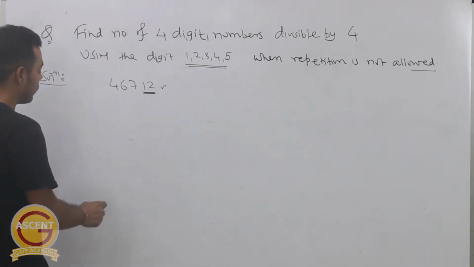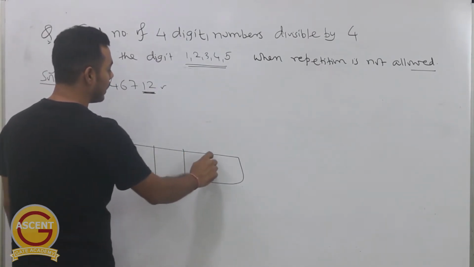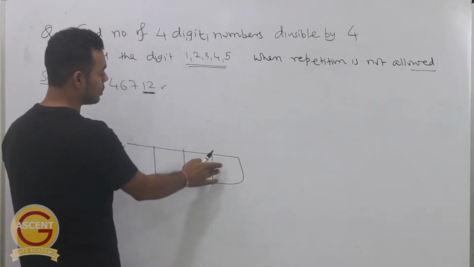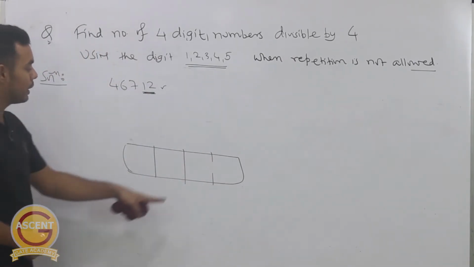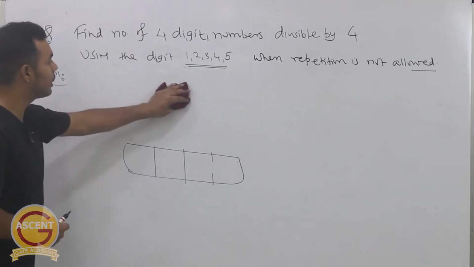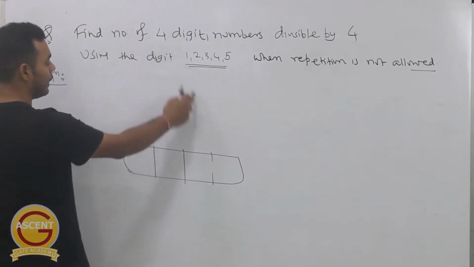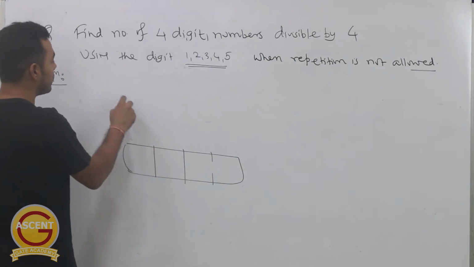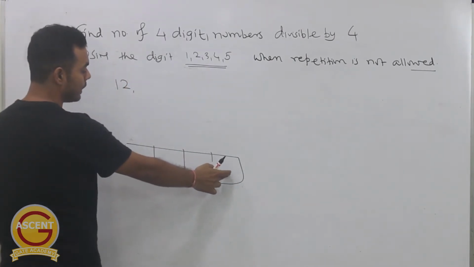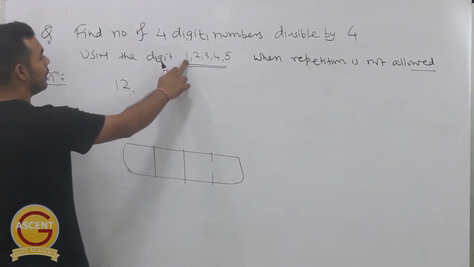So since we have to form a 4-digit number, we have to fill these 4 places. But now we have to fill the last 2 places simultaneously. The reason is I have to place only those pairs of numbers in the last 2 places which are divisible by 4. So we are going to see what the possible options are for the last 2 places. If I have 1 on 10th place, then I can place 2 on unit place. So one possibility is 1, 2. I can place 1, 2 on these last 2 places, and in that case the number will be divisible by 4.